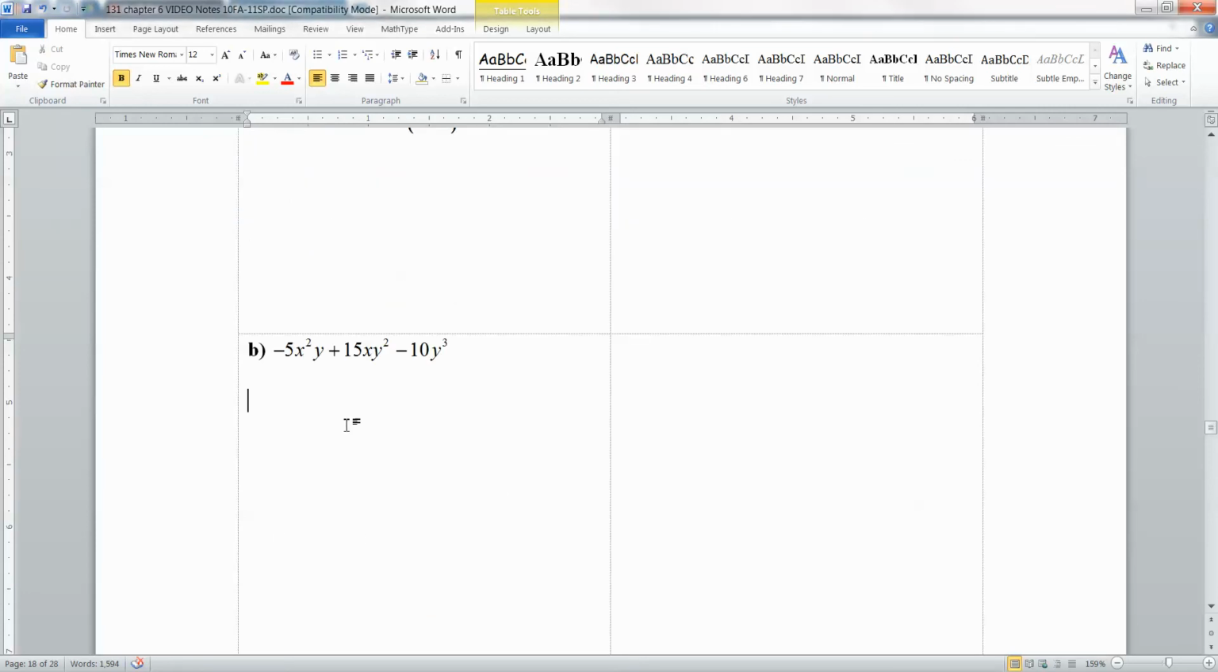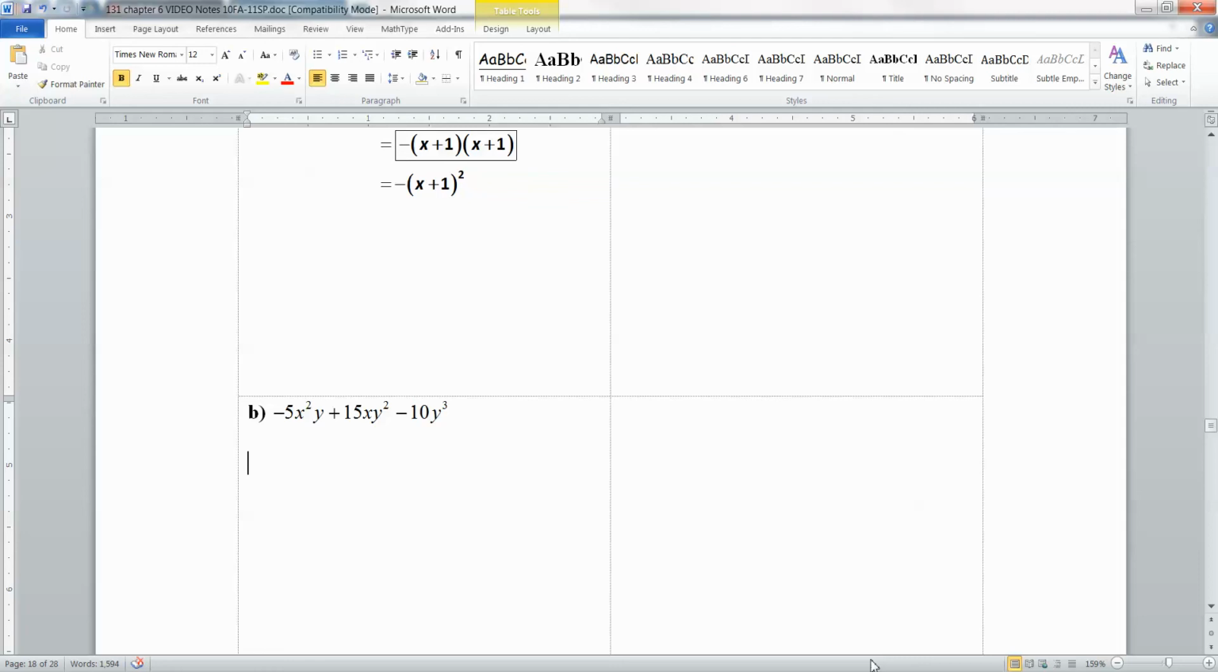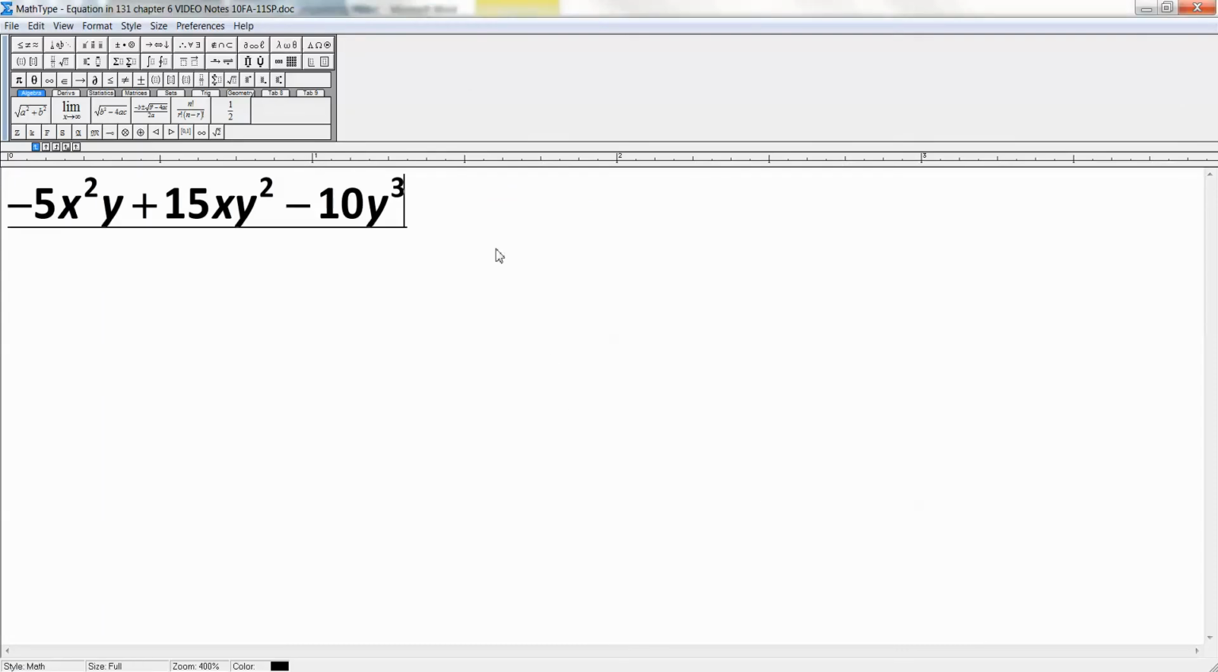All right, last one. Oh, do you see how that's a -5 in front? Oh, that's terrible. Let me type that up. There it is. All right, so -5x squared y plus 15xy squared minus 10y cubed. So hopefully you notice you don't want to just take a negative. You want to take a negative to turn this front one positive. But while you're on the subject, why don't you take a -5? Because 5 divides into each of these numbers.